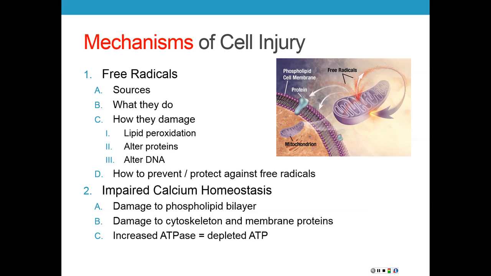We should not have hardly any calcium free floating around inside our cells. Because it's a mineral, it can start to conglomerate together, calcify together, and cause problems. But there are types of injuries that can lead to impaired calcium homeostasis. If the calcium ions start to increase inside the cell, especially in comparison to outside the cell, it damages the phospholipid bilayer. It damages the cytoskeleton because it starts to accumulate and the cells become rigid. It damages membrane proteins. So again, that's part of that phospholipid layer problem. It's hitting the phospholipids, it's hitting the proteins in there.